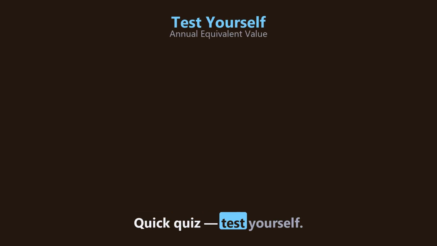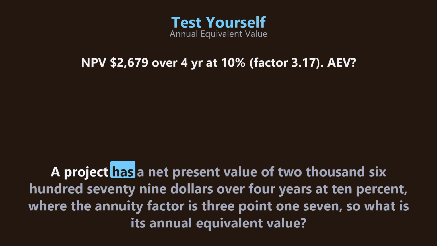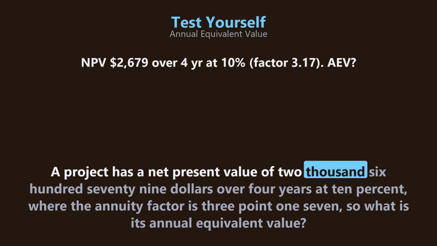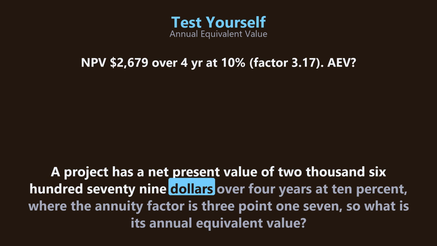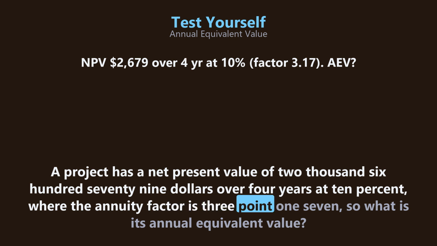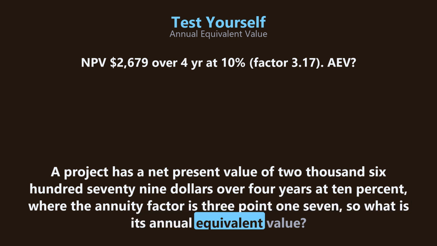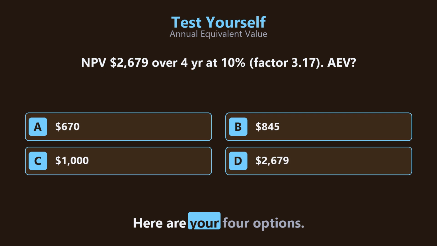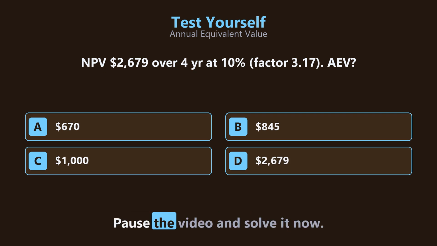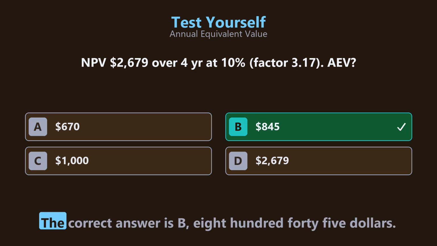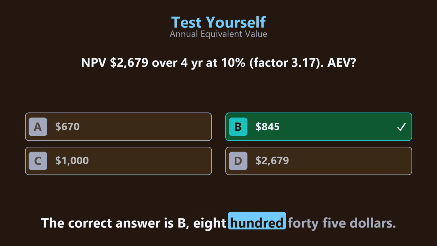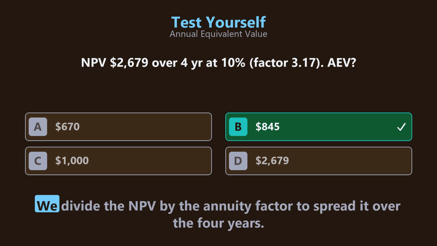Quick quiz, test yourself. A project has a net present value of $2,679 over 4 years at 10%, where the annuity factor is 3.17. So what is its annual equivalent value? Here are your 4 options. Pause the video and solve it now. The correct answer is B, $845. We divide the NPV by the annuity factor to spread it over the 4 years.